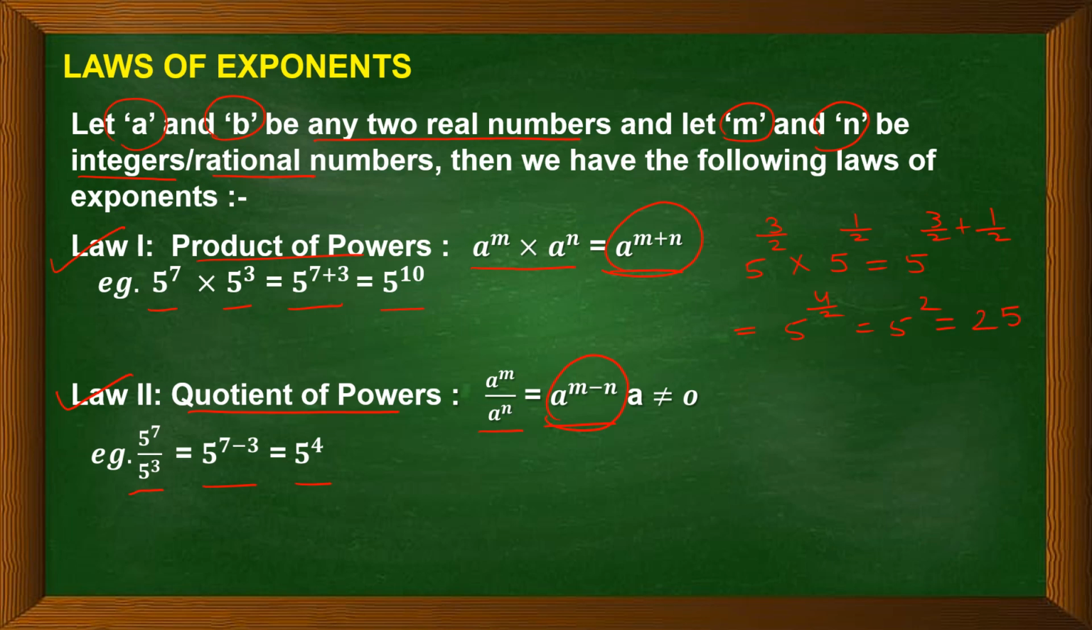Right, I can take the case of quotient of powers also. 5^(3/2) divided by 5^(1/2). Now subtract it: 5^(3/2 - 1/2), which is equal to 5^(2/2), which is equal to 5. Right, so this is how we can apply the laws in solving the questions. Now let us move to the third law.